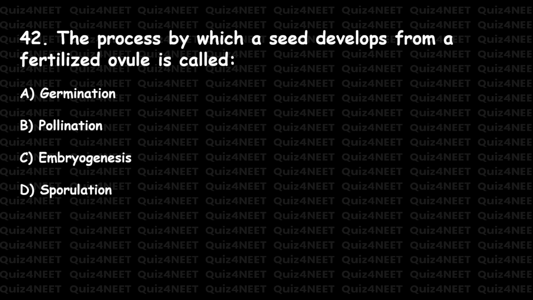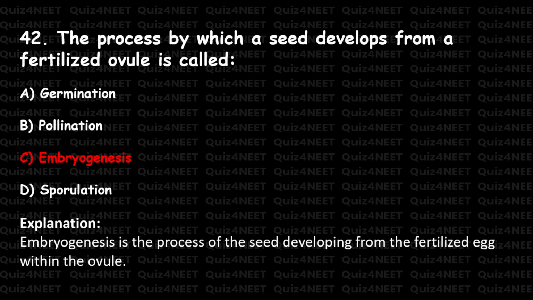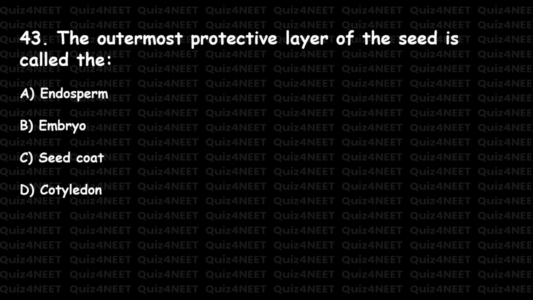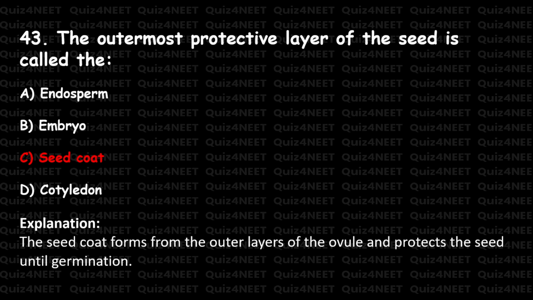The process by which a seed develops from a fertilized ovule is called A. Germination, B. Pollination, C. Embryogenesis, D. Sporulation. C. Embryogenesis. Explanation: embryogenesis is the process of the seed developing from the fertilized egg within the ovule. 43. The outermost protective layer of the seed is called the A. Endosperm, B. Embryo, C. Seed coat, D. Cotyledon. Right answer, C. Seed coat. Explanation: the seed coat forms from the outer layers of the ovule and protects the seed until germination.